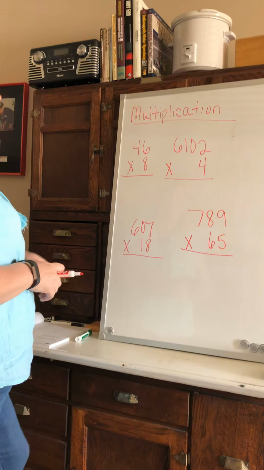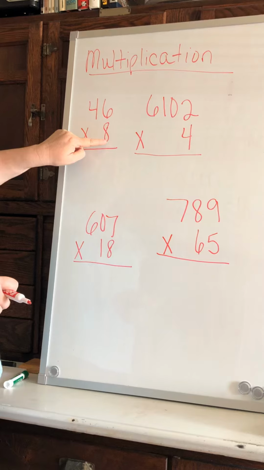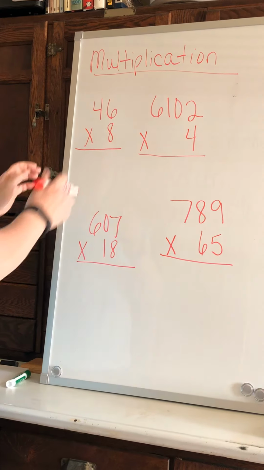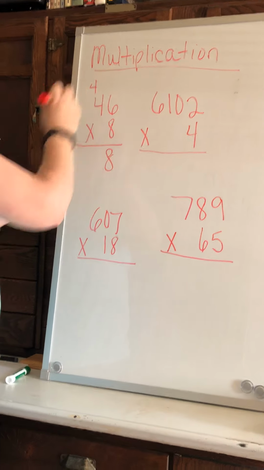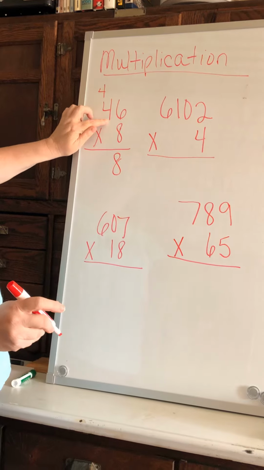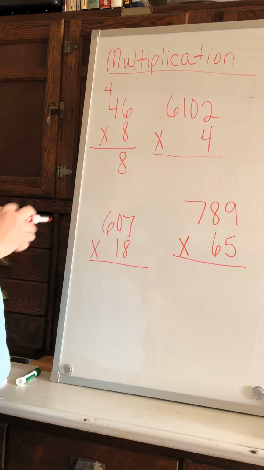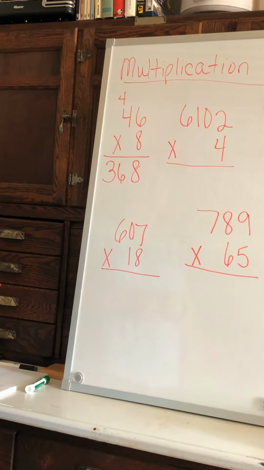So the first one is 46 times 8. How we're going to do this is 8 times 6 is 48. We're going to put the 8 down here. We're going to carry the 4 and put it up here. 8 times 4 is 32. Then 32 plus 4 is 36. So there's our answer to that.